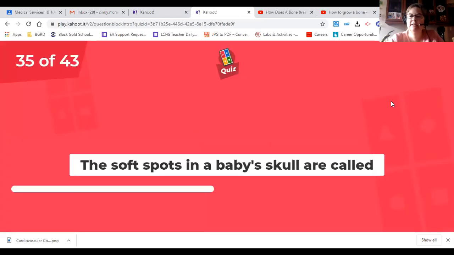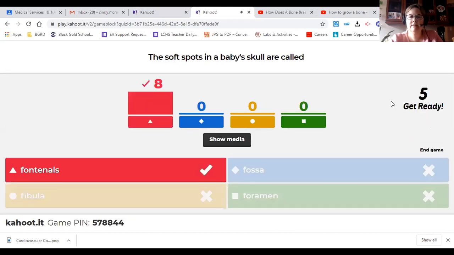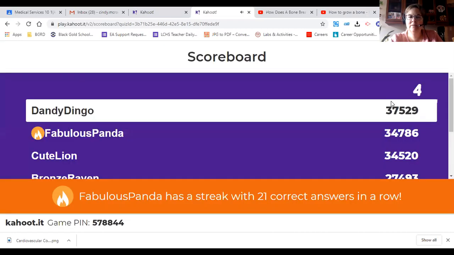Soft spot in a baby's skull are called fontanelles, fibula, fossa, foramen. Fontanelles, nice. 8 out of 8. Good job, you guys. And our top 4 stayed where they were. Fabulous Panda, 21 right in a row.